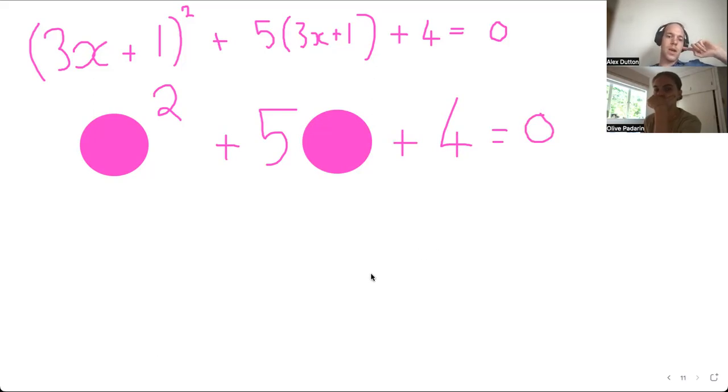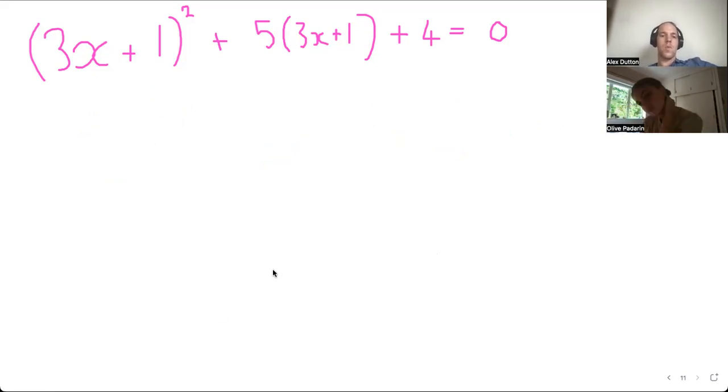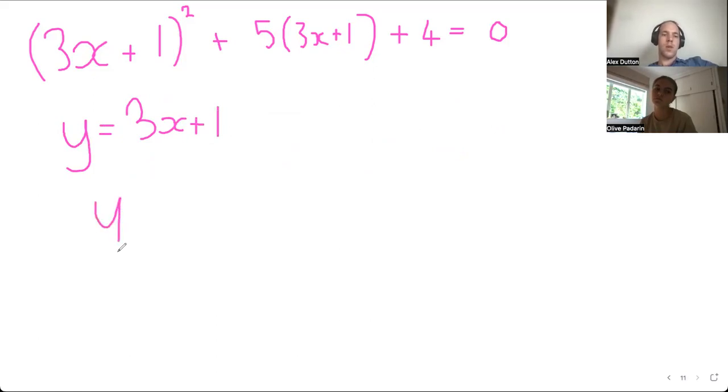So what we need to do to make our life easier is break this down into 2 steps. What we typically do is make what we call a substitution. I'm just going to say that y equals 3x plus 1. Now, this whole thing in that case just becomes y squared plus 5y plus 4. So this is what we talk about as a hidden quadratic. There's a quadratic equation which is hidden inside here.